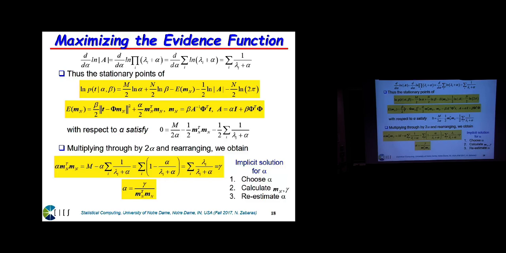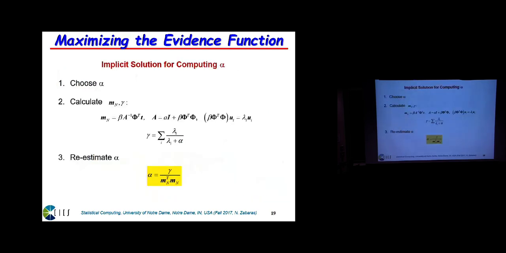But right now here, if you assume alpha and you calculate gamma, so you find the eigenvalues of our matrix A, you calculate the eigenvalues lambda i, you find gamma, you compute m_N, and you iterate like this. So you find a new update alpha, plug in a new gamma, a new m_N, a new alpha. This converges in very few iterations, and this is how the algorithm will work.